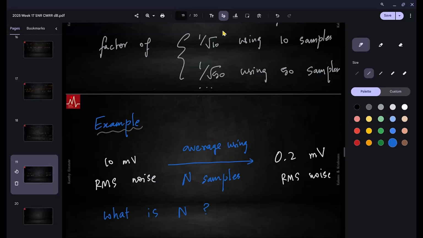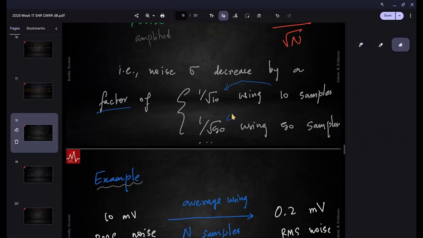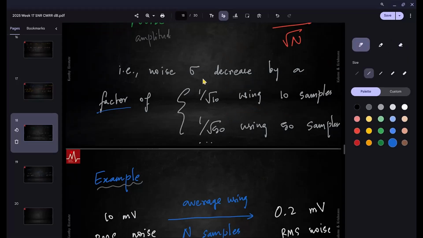Given the number of samples, calculating the factor by which noise decreases is easy. Now we are technically given the information to find the factor, how much it reduced. Find how many samples were used.